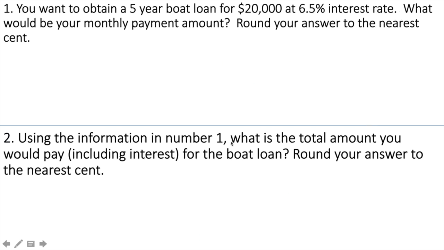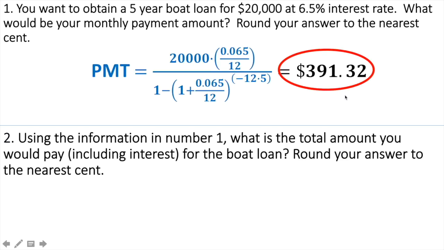All right. I want you to go ahead and try this one. Number 2 is a little bit different than what you've done in the past, but at least try number 1. After you've obtained your answer, come back and push play. All right, check your answer on number 1 here. $391.32 is what we're looking for.